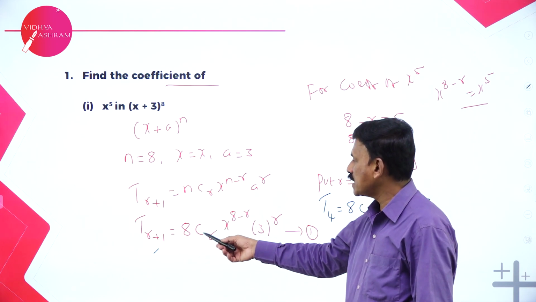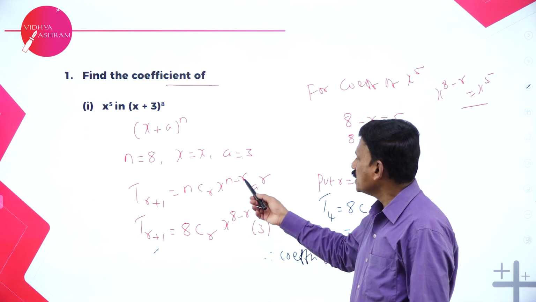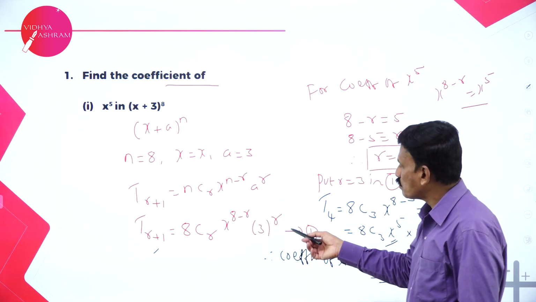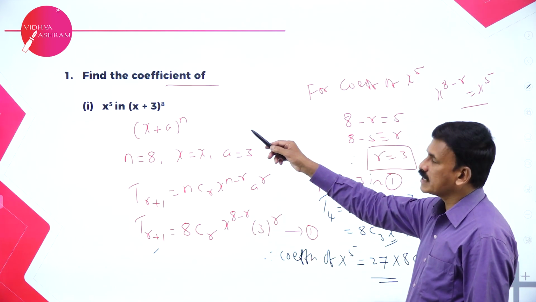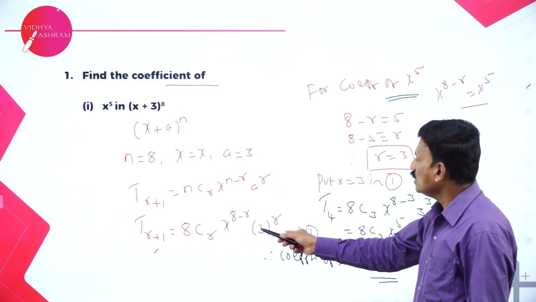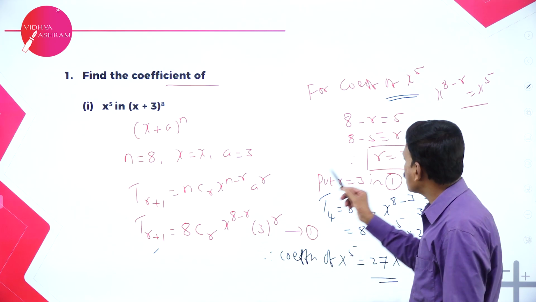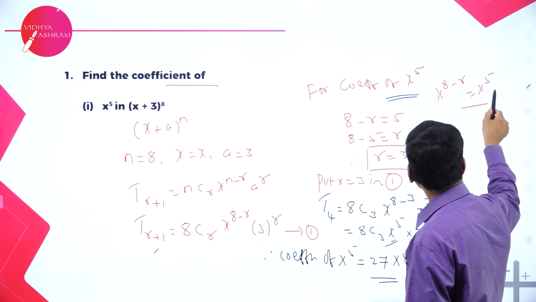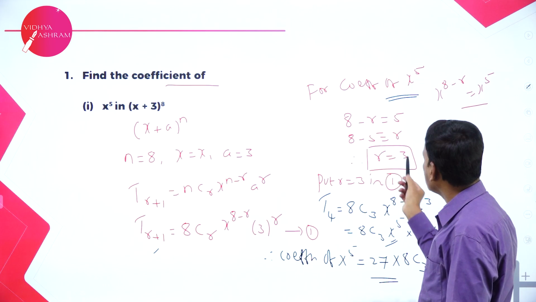T(r+1) is nCr x to the power of (8 minus r) into a, which is 3 to the power of r. So, for the coefficient of x raised to 5, equate x to the power of 8 minus r to x to the power of 5. So, 8 minus r is equal to 5. Therefore, r is equal to 8 minus 5, which is 3.